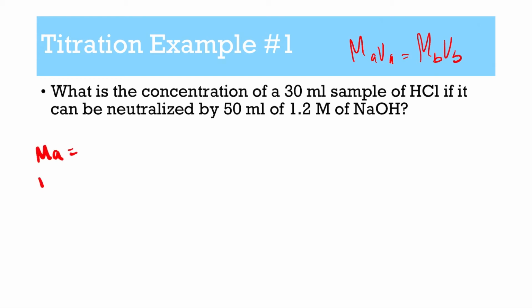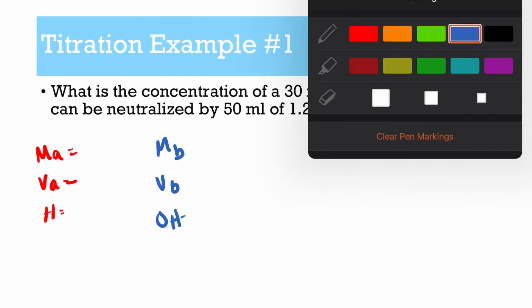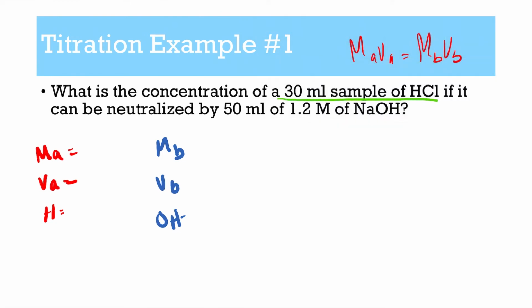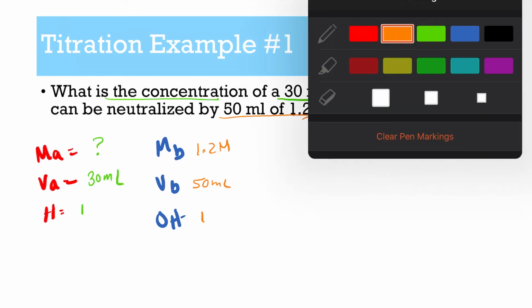So again, whenever we do any equation, I like to list everything out, MAVA. And I also like to list out the number of H's, just so I don't forget to incorporate that later on. Same thing with my base: B, volume of my base, and then my OHs. So, in looking at this, 30 mL sample of HCl, that is our acid, so 30 mL is our volume. In our formula HCl, there is one H, so I put that there. What is the concentration? We're looking for that. And then in our base, we have 50 mL. 1.2 is our concentration. And then in NaOH, we have one OH group.